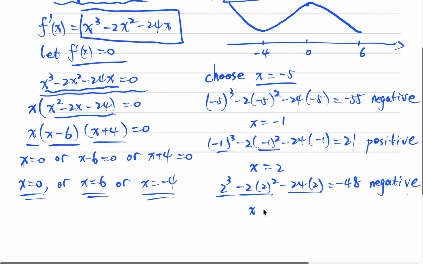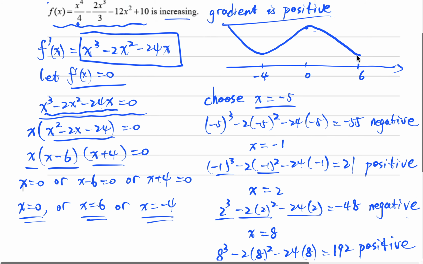Now I choose another number bigger than 6, let's say 8. So it's 8 cubed minus 2 times 8 squared minus 24 times 8. Let me use my calculator. Oh, that's a huge number. The answer is 192, a positive. See, now I know from 6 until infinity it is going up.